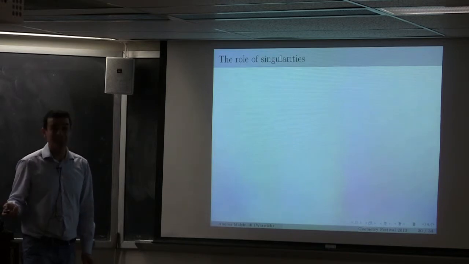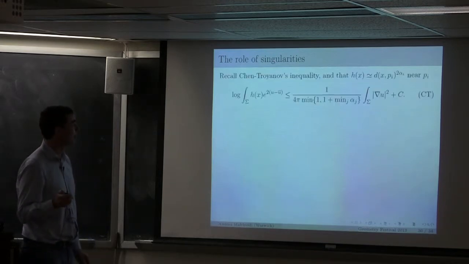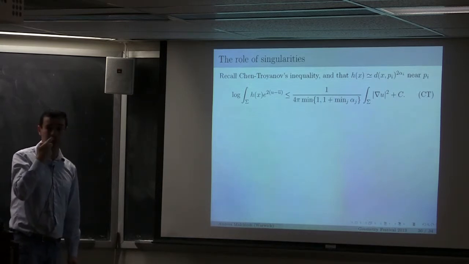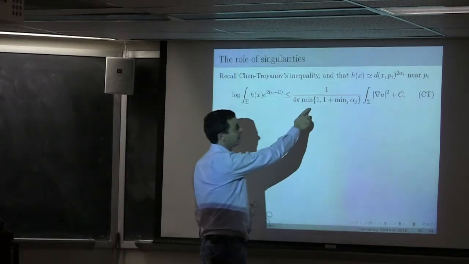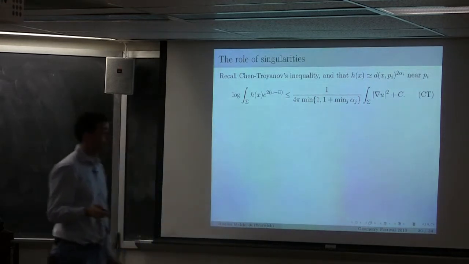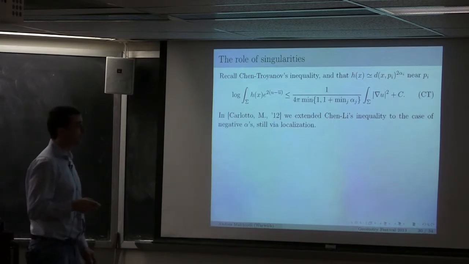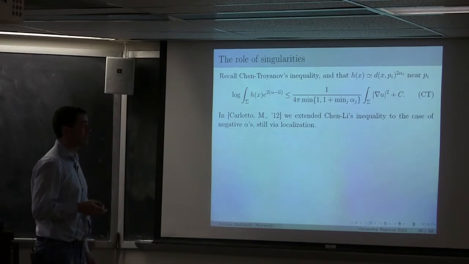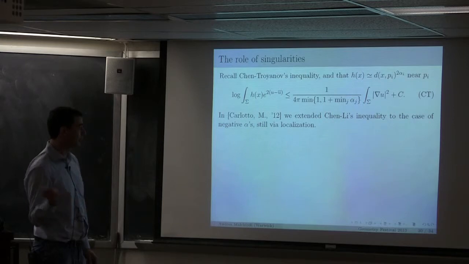All right, so what is the role of singularities, which I haven't treated so far? Let me recall the Moser-Trudinger inequality in the presence of a weight. The constant you get is the minimum between 4 pi and 4 pi times 1 plus alpha. In a first paper with Carlotto, we extended Chen and Li's inequality to the case of negative weights, still using some kind of localization argument.